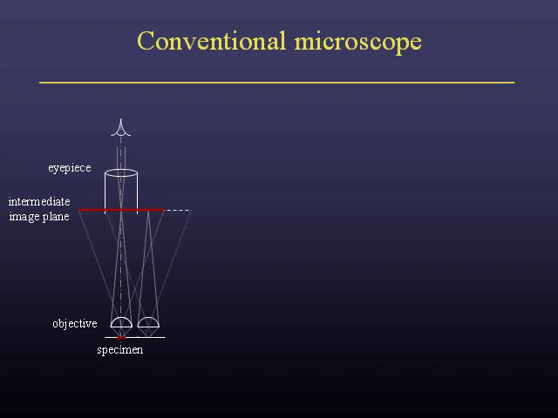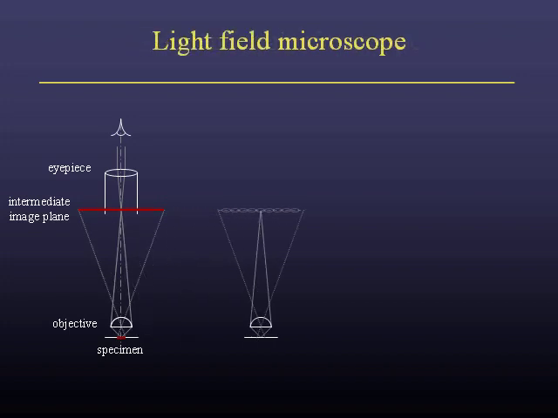In our light field microscope, we place a microlens array at the intermediate image plane. Rays that would normally come to a focus there instead pass through the microlenses and are recorded separately at a light field plane. Different points on the specimen are recorded in different small images on the light field plane.